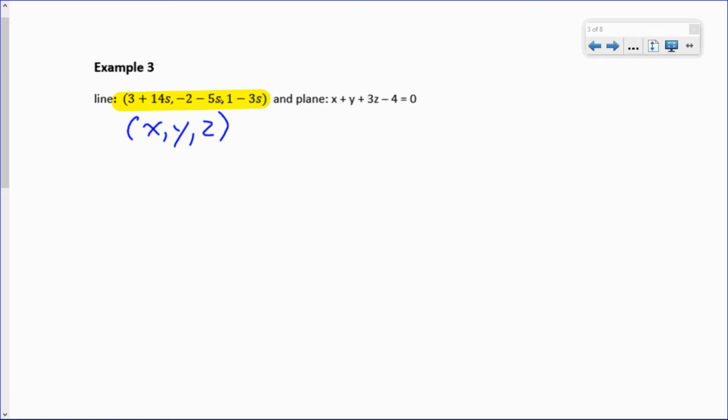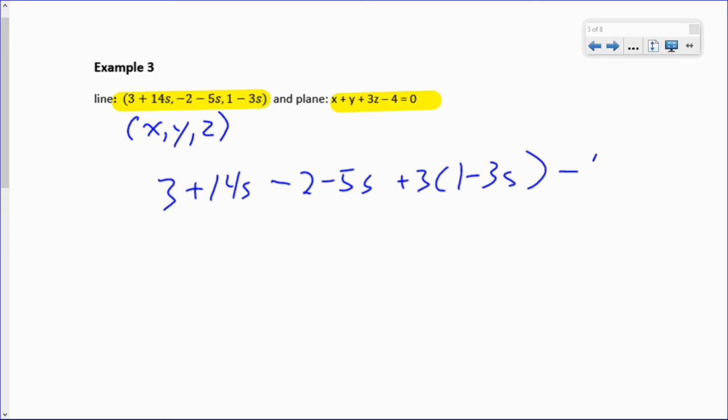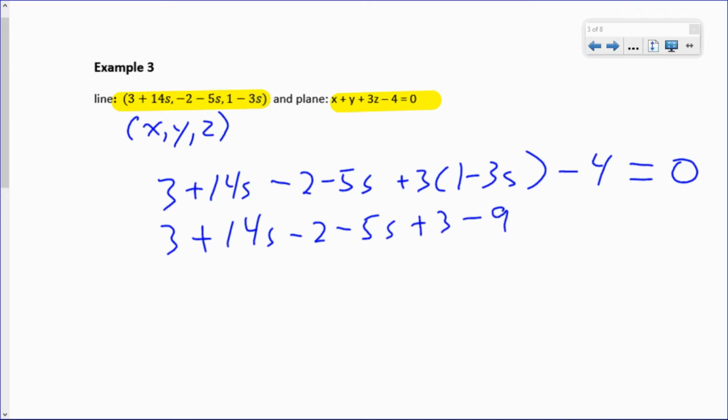So we sub those values of x, y, and z into the equation of the plane to find the point of intersection. And I get 3 plus 14s minus 2 take away 5s plus 3 times 1 minus 3s minus 4 equals 0. Let's see what we get in this case.